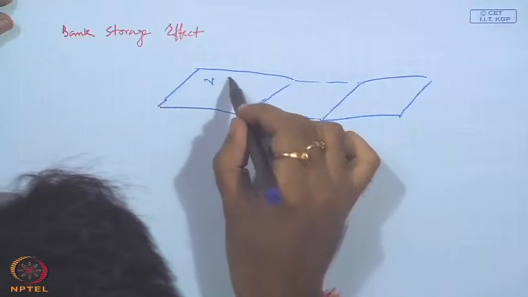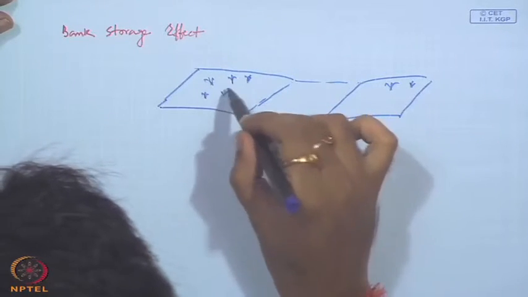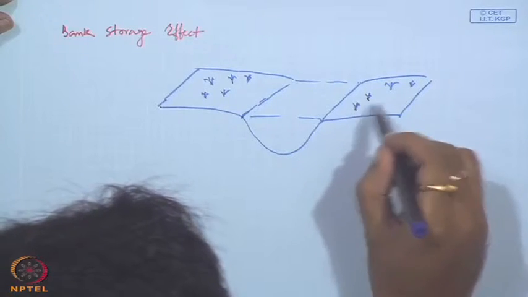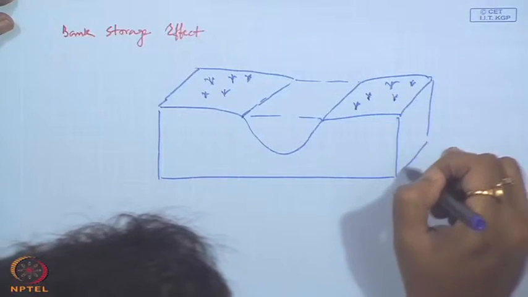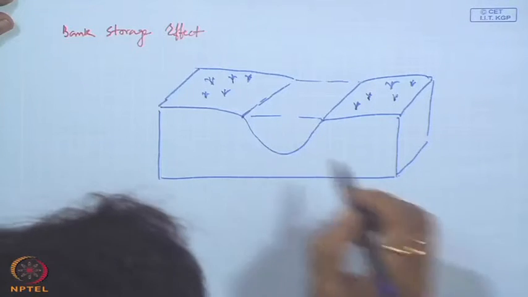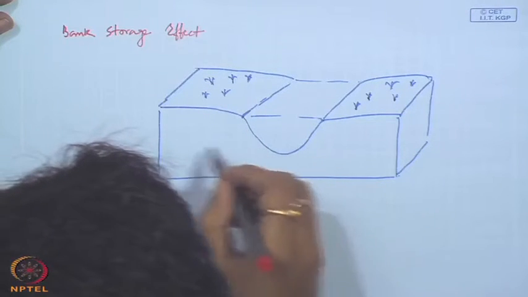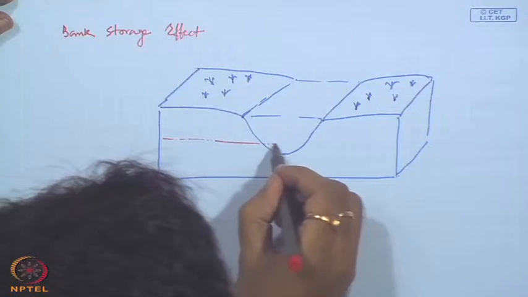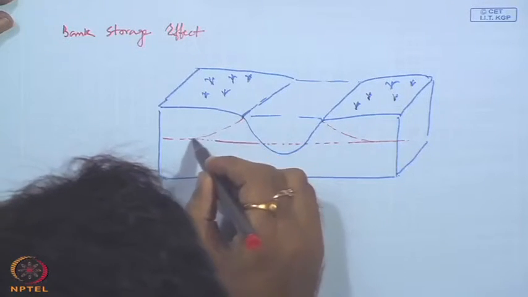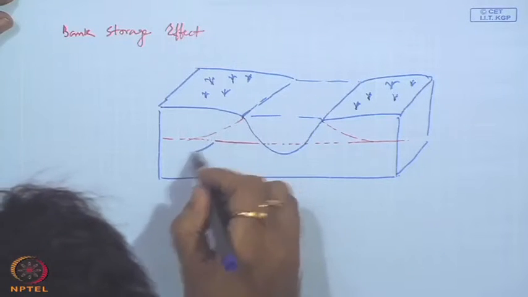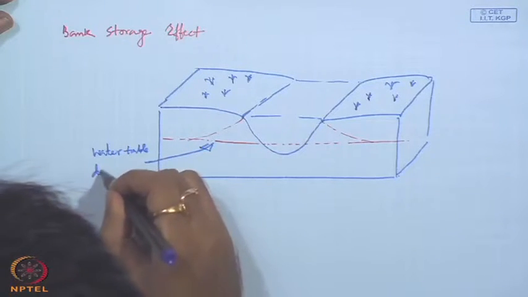these are our ground surface, in this case the water level, which is this, and interestingly this is our water table during base flow.